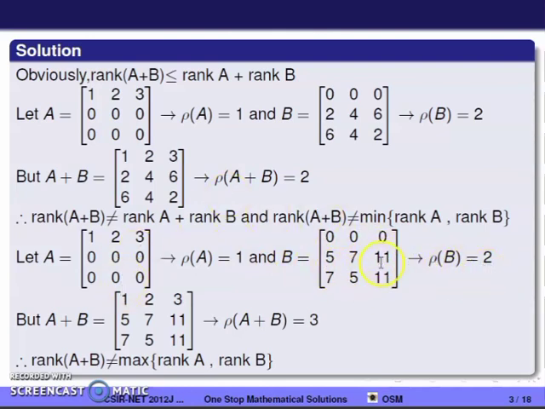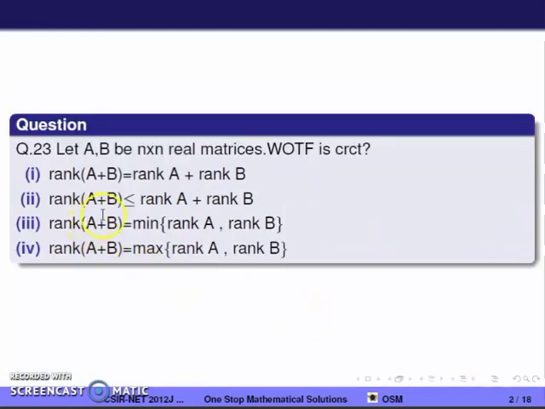So I am adding these two matrices. I'll get A plus B as this matrix. Here when we look, rank of A plus B is 3 because we have got 3 independent non-zero rows. So here rank of A plus B is not equal to maximum of rank of A, rank of B. So the maximum, minimum and equality conditions are not true for general n by n matrices. So the correct option is rank of A plus B is less than or equal to rank of A plus rank of B.